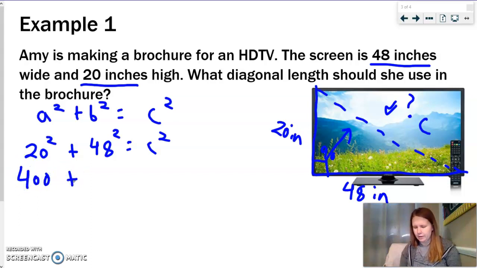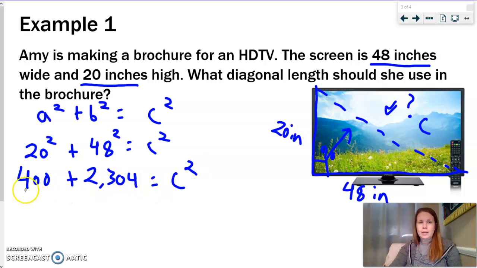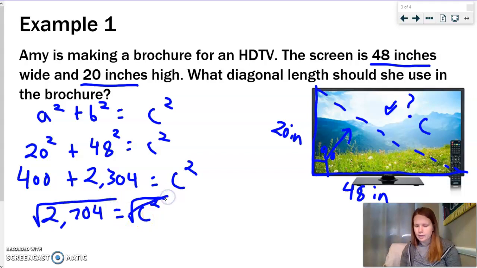48 squared, though, I don't know if I know that one. 48 times 48. Whew. 2,304 equals c squared. Well, I need to add these up first. So I'm going to add those together, which would give me 2,704 equals c squared. And to undo the square here, we have to use a square root. So then I am going to square root this to figure out my solution.